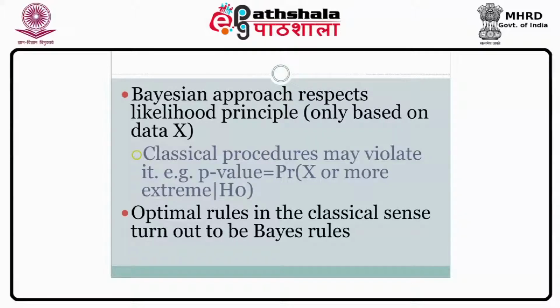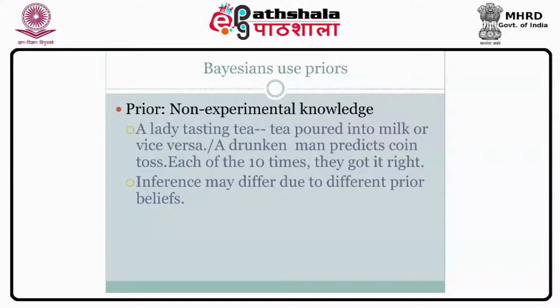Now let's start the Bayesian concepts in more detail. Bayesians use priors. What is a prior? A prior is non-experimental knowledge. Consider a lady tasting tea poured into milk or vice versa, or a drunken man predicting coin tosses. Each of the 10 times, they got it right.